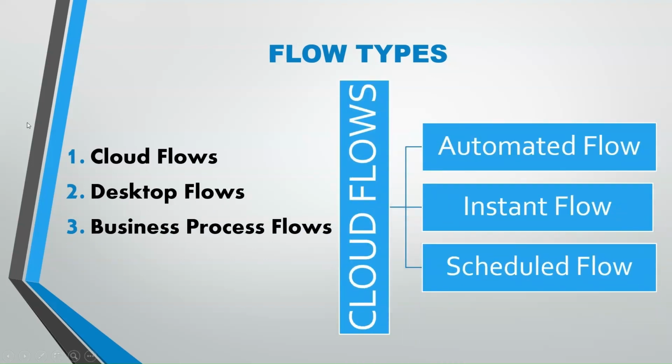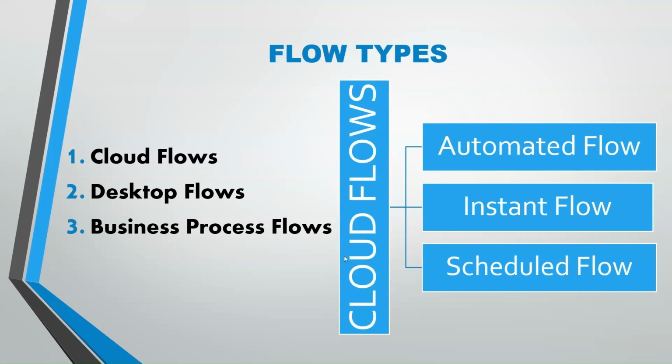If you see the first one, cloud flows, again these cloud flows are categorized into automated flows, instant flows, and scheduled flows. So let us see one by one. First one is automated flow. These automated flows are triggered by an event in a connected service without the need of any manual intervention. So in this automated flow, no manual intervention is required.